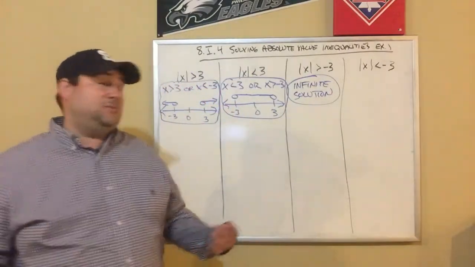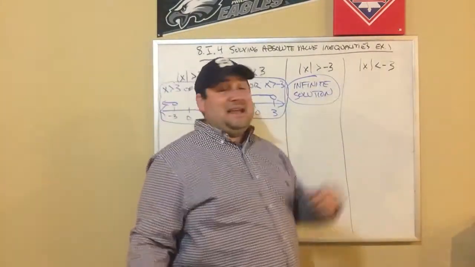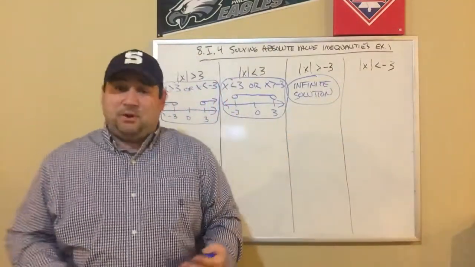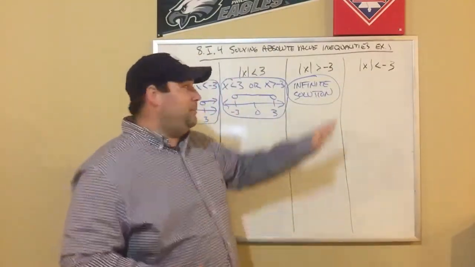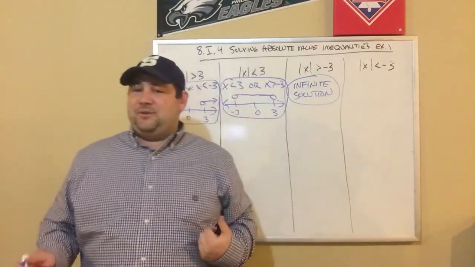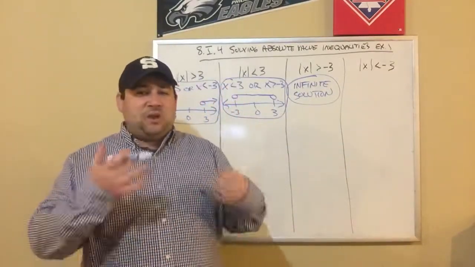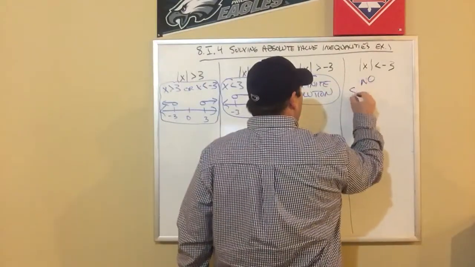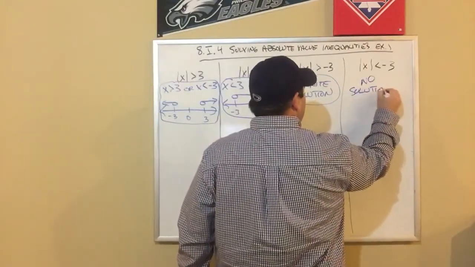So let's look at our last one. The absolute value of x is less than negative 3. We know absolute value is a positive number. We just talked about it in the last one. How could a positive number be less than negative 3? That's not possible. A positive number is always going to be greater than a negative number. So this one's not possible, so it is no solution.